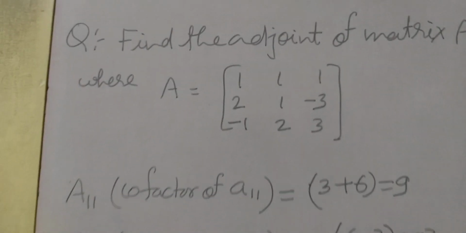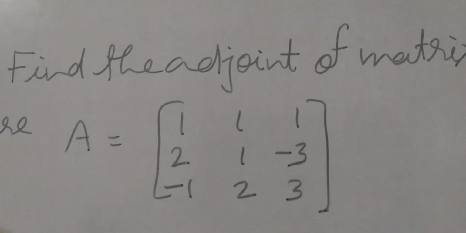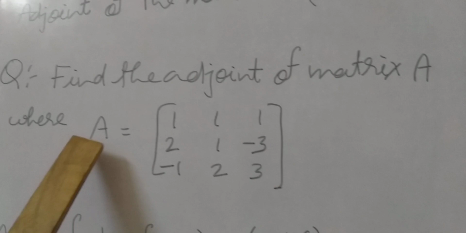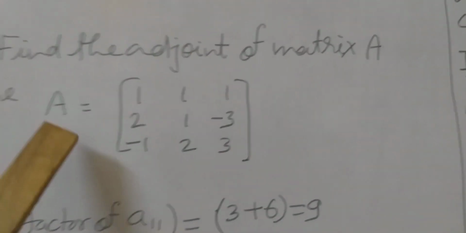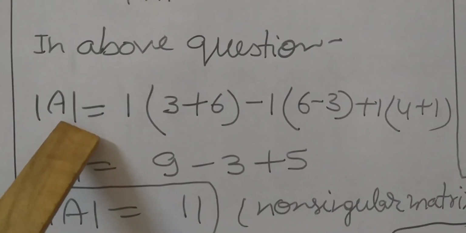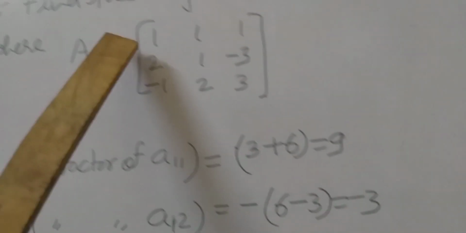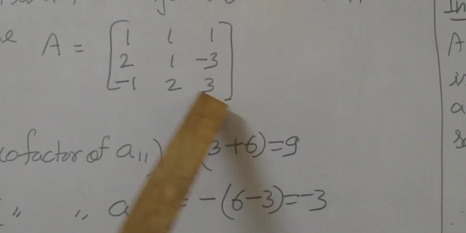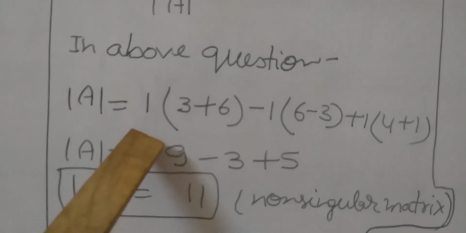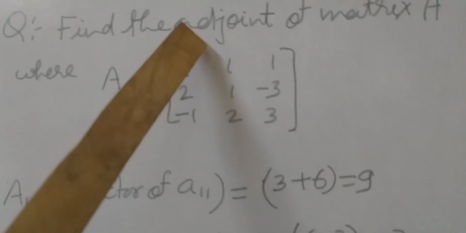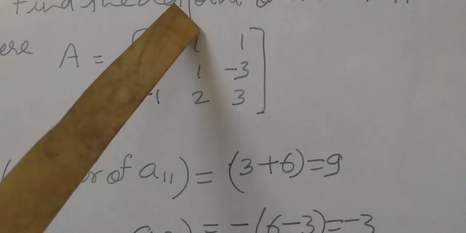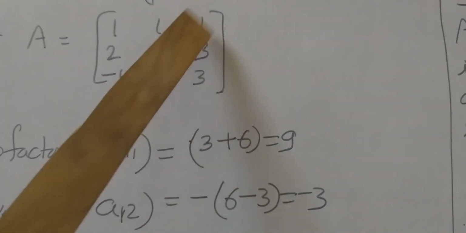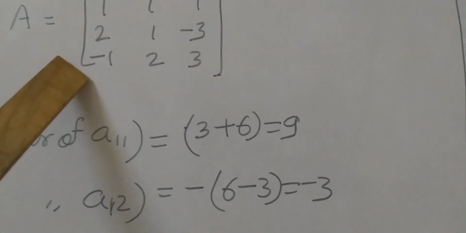In this question we have found what, students? Adjoint. Correct? And now we are going to find the inverse of this. Okay, so in the above question, let us find out first its determinant. I am expanding it along the first row. 1, column and row deleted, 3 plus 6. Now it is at the place of A12, so minus sign, minus 1, and row and column deleted, 6 minus 3. Minus 1, 6 minus 3.